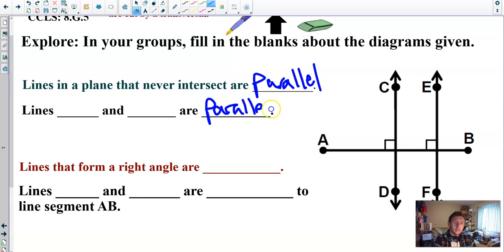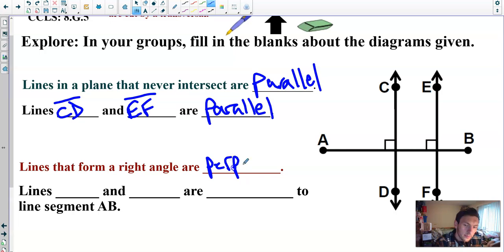Well, the first one is CD. And I'm going to put the little line marker on top of it. And the second one is EF. So lines CD and EF are parallel because they will never touch. Lines that form a right angle are perpendicular. So lines blank and blank are perpendicular. I'm going to abbreviate it as perp.